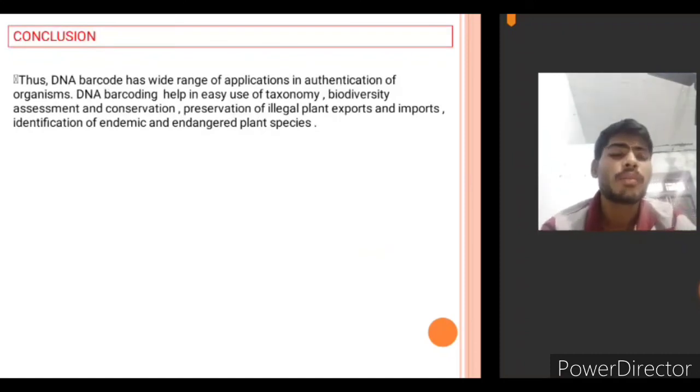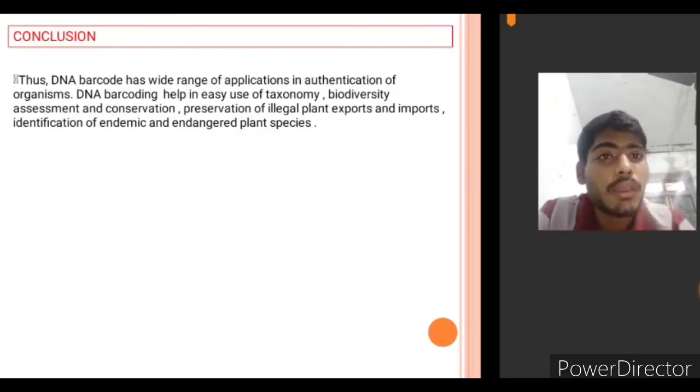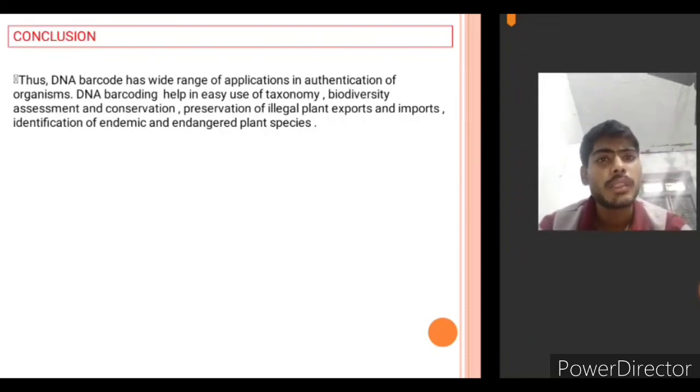Then we discuss the conclusion, that is the last one. The DNA barcode sequence will be widely used for the authentication of organisms, as we already discussed. Mainly it is used in taxonomy, biodiversity assessment, and for the conservation of endangered, endemic, or extinct species.